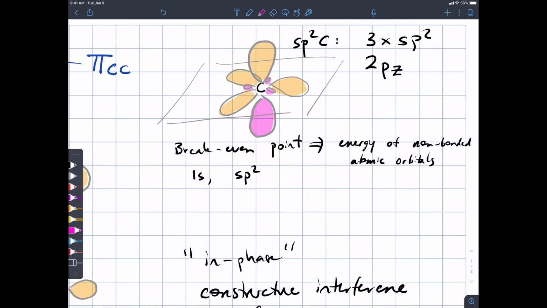Does that seem vaguely familiar to you? You've maybe seen that before. If not, it's in the study guide. So in gray is the plane, the XY plane. This is the 2pz orbital, and these are each sp2 carbons. Okay.